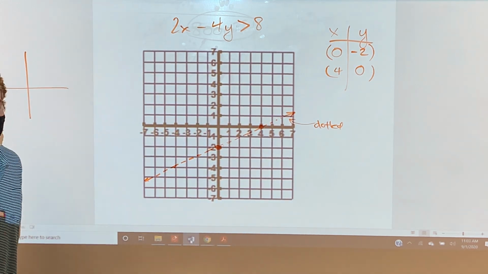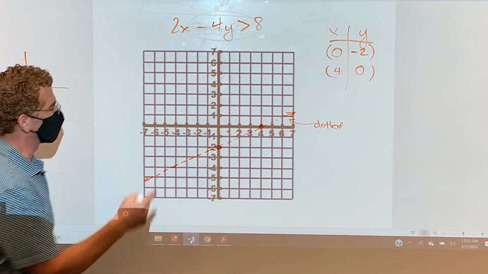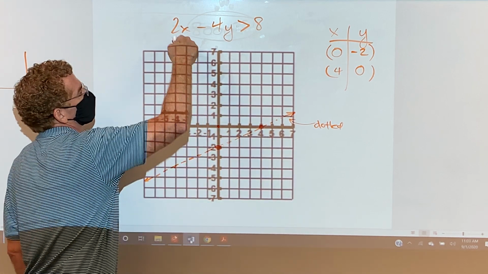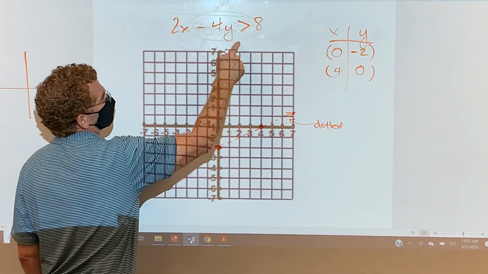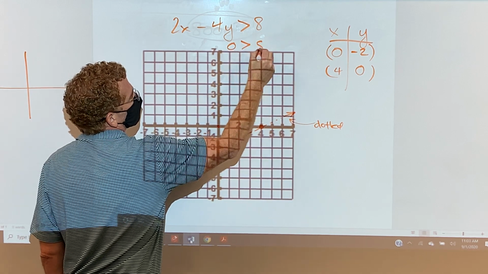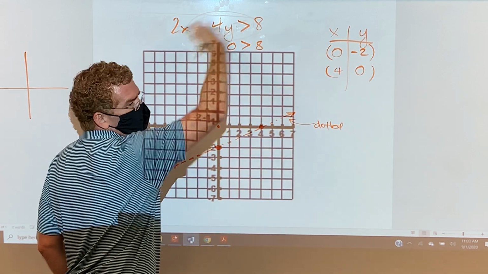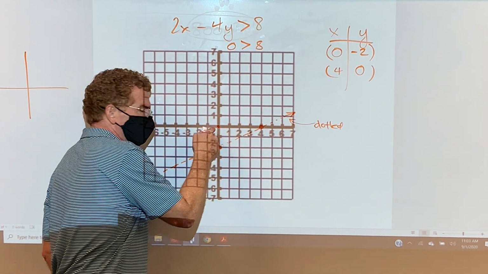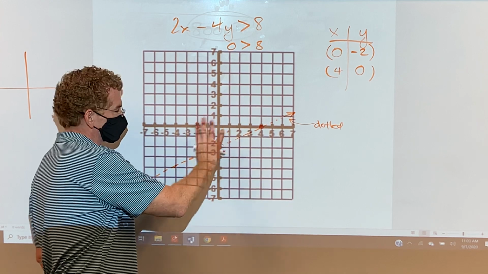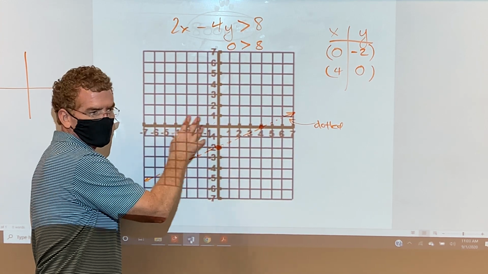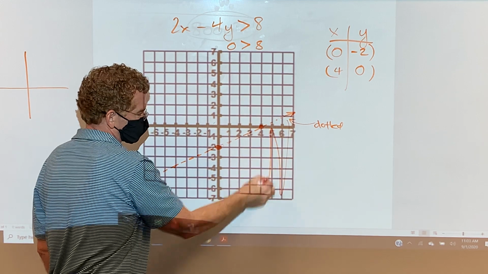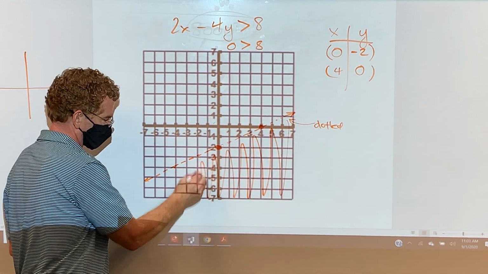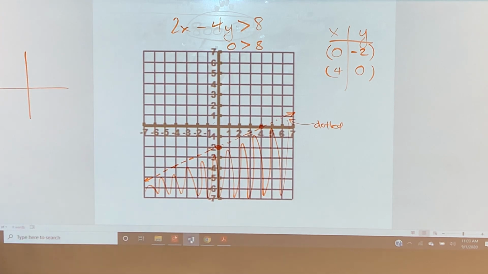Now, I love plugging in the origin, because the origin is 0, 0, and plugging in a 0, 0 there gives me what? If I plug a 0 there and a 0 there, everything's gone, isn't it? And I get 0 greater than 8, which is clearly a false statement. But now I know it's not where the 0, 0 is, which goes along with all these other points, so it must be on the other side. So I can just come in here and shade. And by the way, you don't need to do pretty shading. Just make sure I know what you're doing.